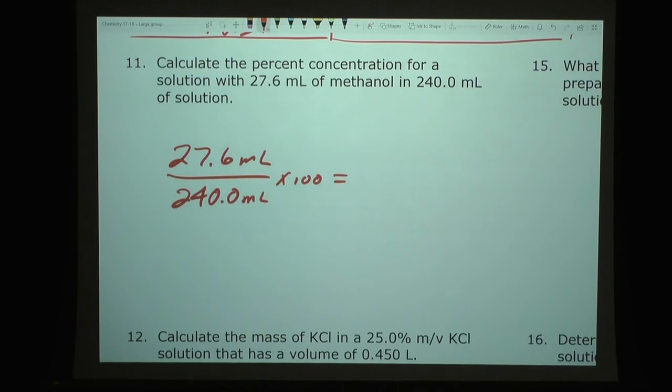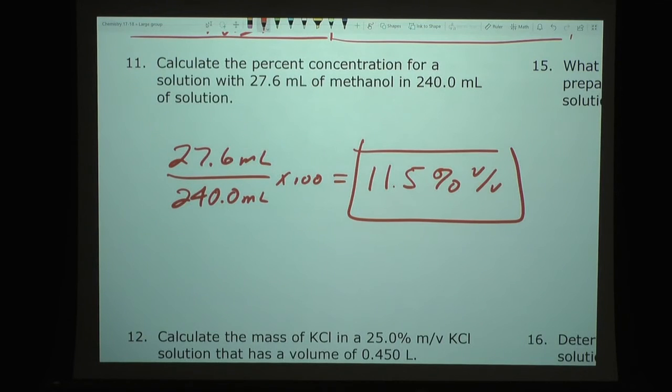Again, looks like one of my OPM scores. 11.5%. What's important to write after this? Volume to volume. If you're ever confused about what goes top, what goes bottom, the number on the top cannot be a greater volume than the number on the bottom. It's only part of the total. With volumes it can't be. Does that make sense? If you have two volumes, it's the smaller one on top all the time.